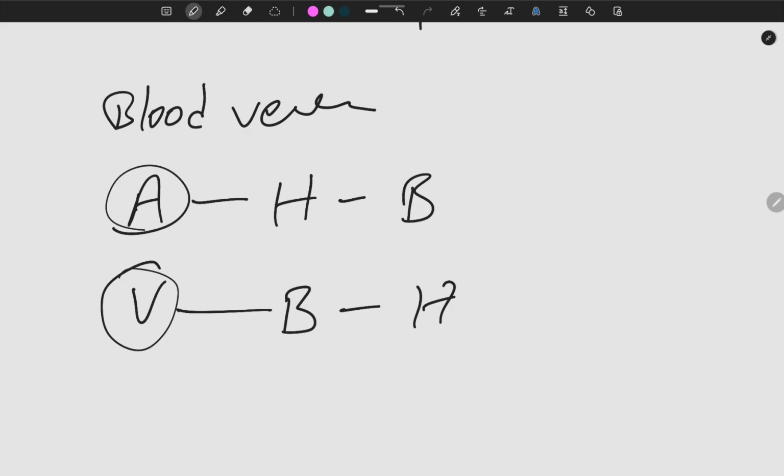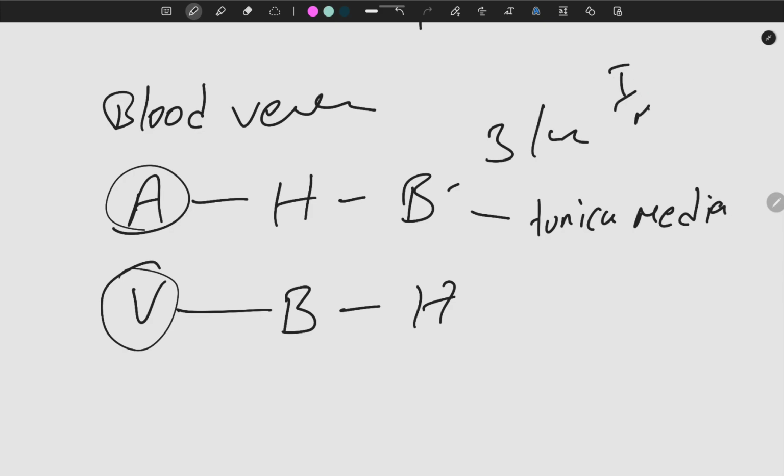So the artery consists of 3 layers. The thickest layer of the artery is tunica media, which is the middle layer of the blood vessel. So inner layer, middle layer and outer layer.